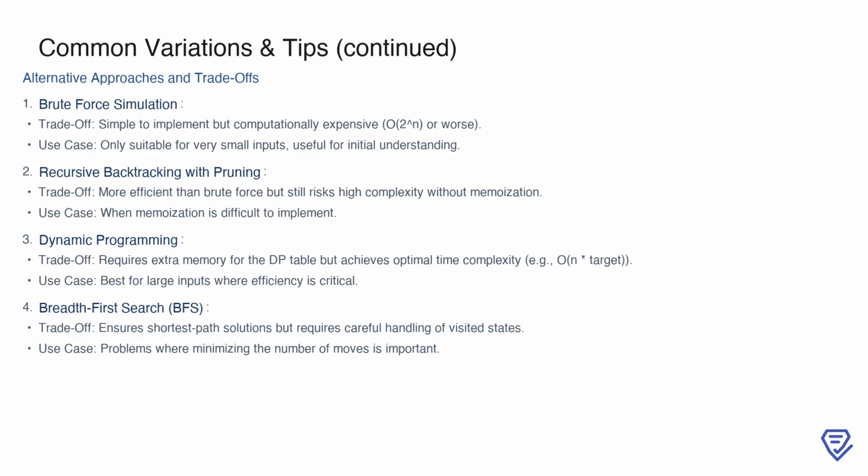Dynamic programming, on the other hand, is typically the optimal approach. While it requires extra memory for a DP table, it achieves much better time complexity, such as n*target, making it ideal for handling large inputs. Finally, breadth-first search, or BFS, ensures shortest path solutions but requires careful tracking of visited states to avoid cycles. BFS is particularly well-suited for problems where minimizing the number of moves is the main goal. Understanding the strengths and weaknesses of each approach will help you choose the right one depending on the constraints of the problem.